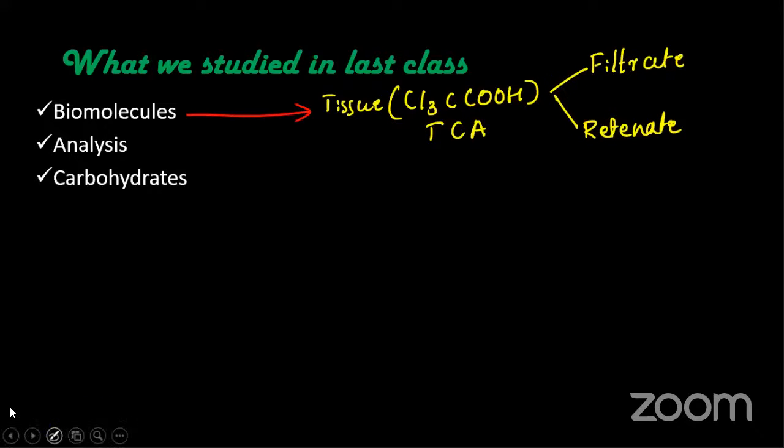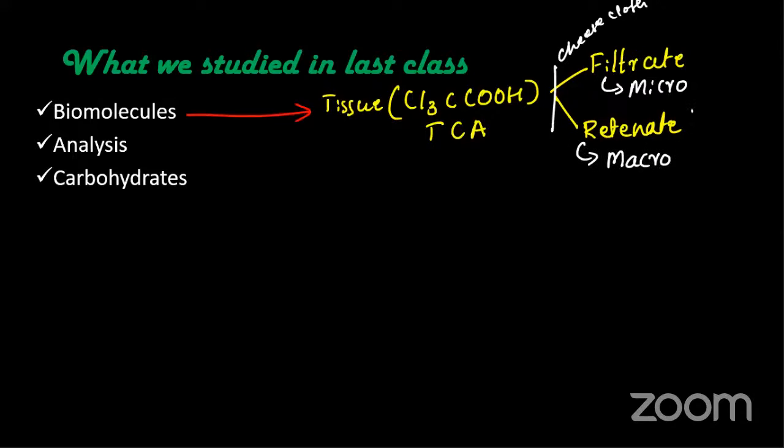I'll write cheesecloth here. After filtering with the cheesecloth, we got two separations. One is the filtrate, the liquid state. We said it contains the micromolecules because these are small. Some things are left in the cheesecloth. We call them the macromolecules, what is retained, or you can call them pellets. We call it the retentate. Try to remember the words: filtrate, and opposite of it, the retentate.